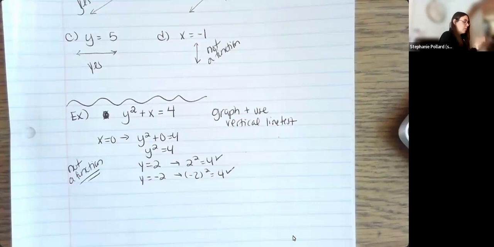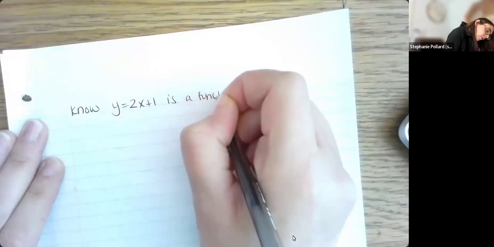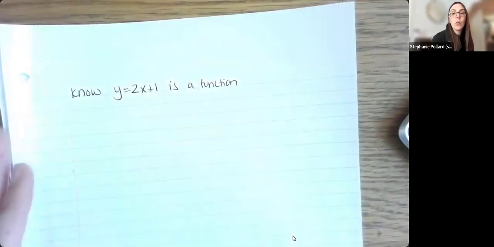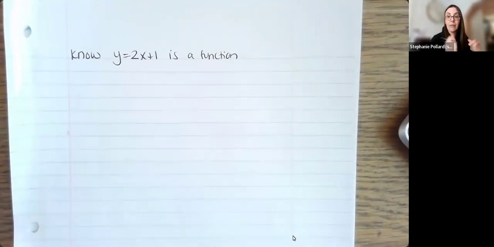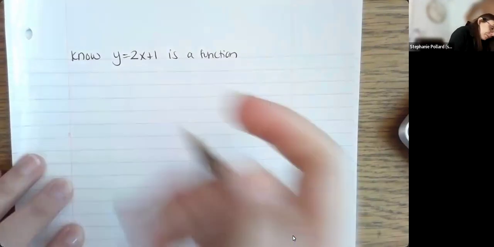So we've made it past the point of, is it a function, is it not a function? So let's say we know that y equals 2x plus 1 is a function, right? We know that it's a linear equation that's not vertical. We've done the vertical line test and graphed this, whatever the reason is, but we now know that it is definitely a function. So what we do is we use what's called function notation.